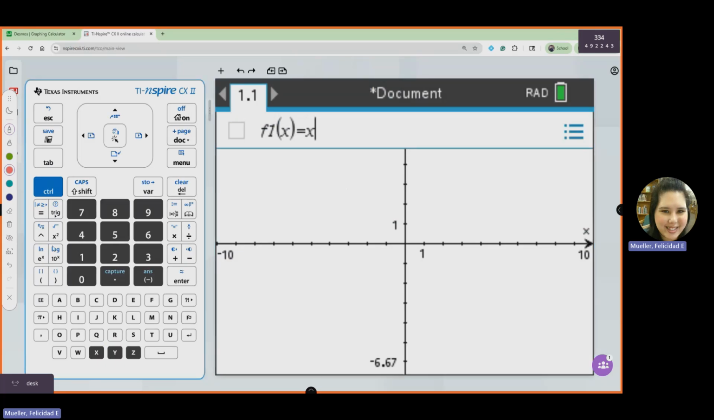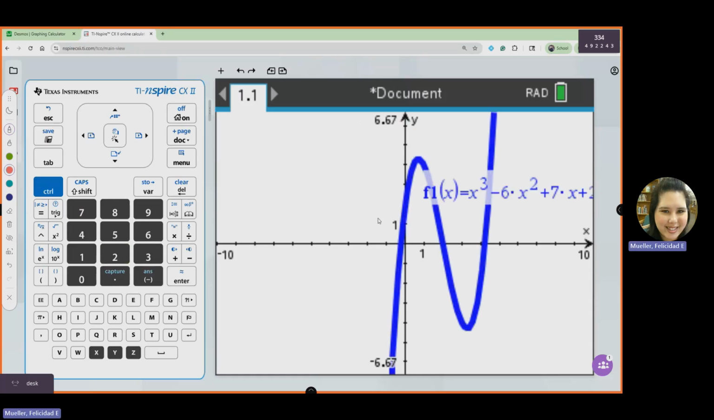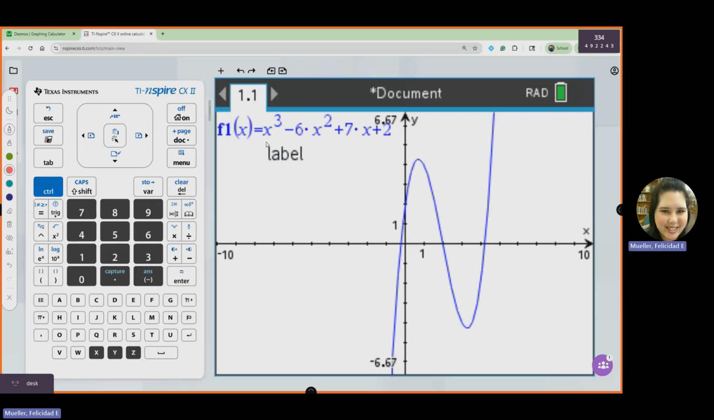So we're going to do x, and we're going to press this caret top. On your keyboard, it is Shift-6. On the calculator, you're just going to press the caret top button here. Press 3, get out of the exponent. Minus 6x squared plus 7x plus 2. So here's the same graph. I'm going to move this over so we can see that.